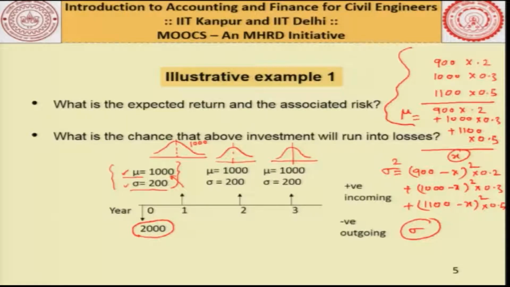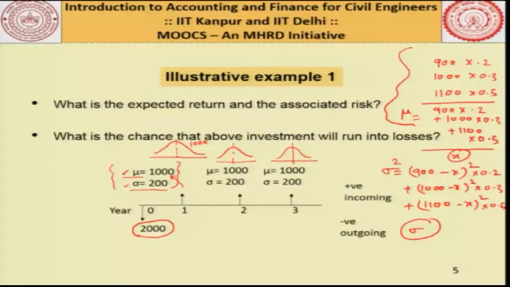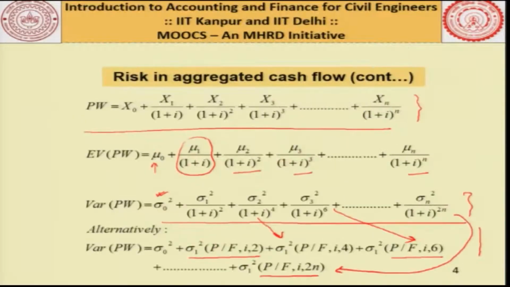So, what is the expected value at the end of year 1? What is the probable standard deviation for year 1? All these values are given to you, not only for year 1, but for year 2 and year 3 as well. Now, for finding the risk of this proposal, what we need to do is find the net present worth for this option. And you remember, I had given you this formula to calculate the net present worth. It is something like this.